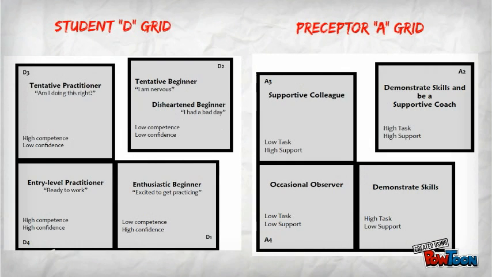In this particular situation, the student is at a D2 and needs the preceptor to mentor them at an A2, providing both task and support. The student can bring out the D grid and explain why they are feeling like a D2. Then the preceptor can provide a bit more direction and support versus grilling the student.